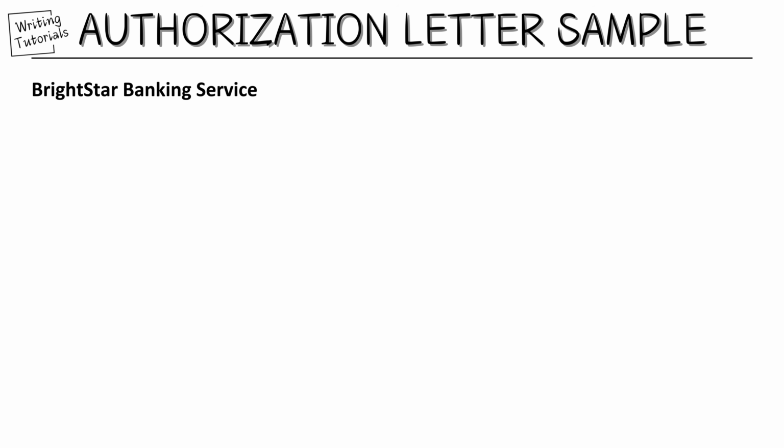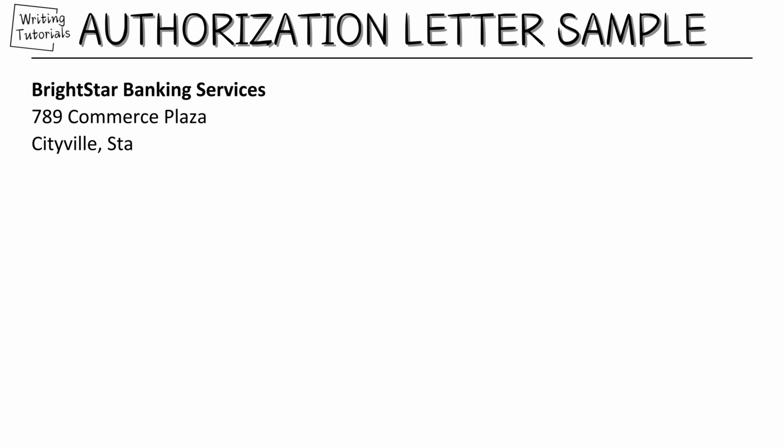Starting with the header and date. First, let's talk about the header. The header should include the name and address of the company or organization you're dealing with. In our sample, I used Brightstar Banking Services as the example company name, along with an address: 789 Commerce Plaza, Cityville, State, zip code. This is the basic information for the company that will receive and accept the letter. You'll want to put it right at the top, left aligned. Think of it like saying, "Hey, this letter is specifically for you."